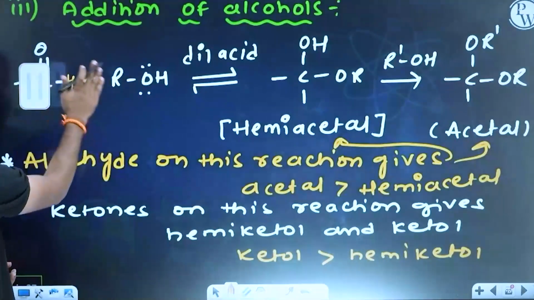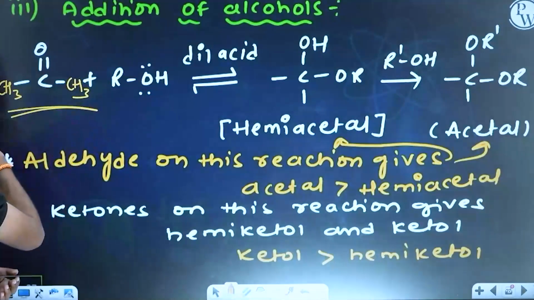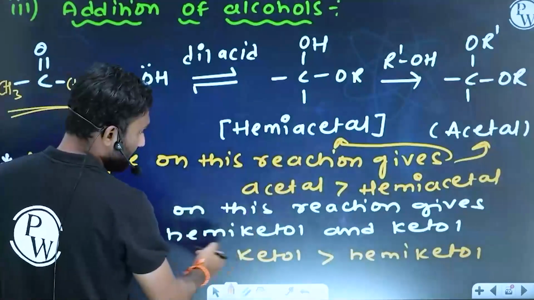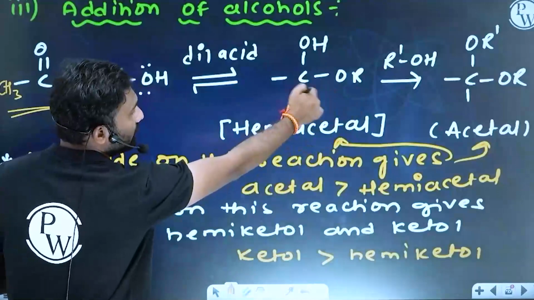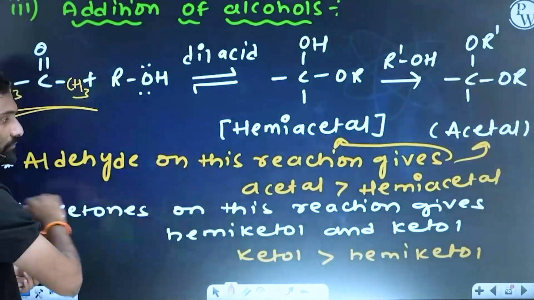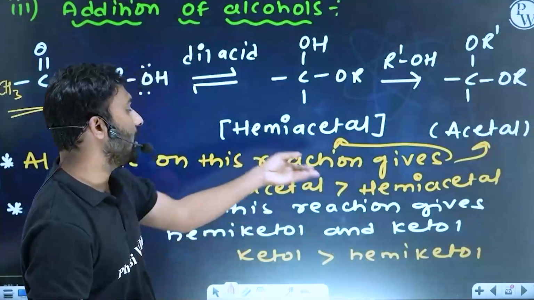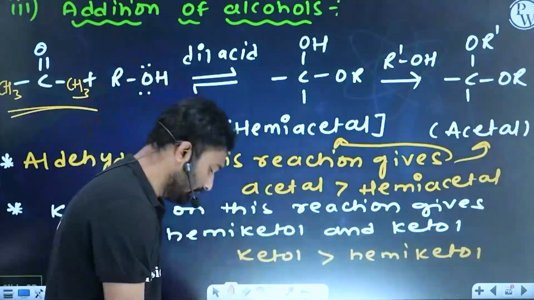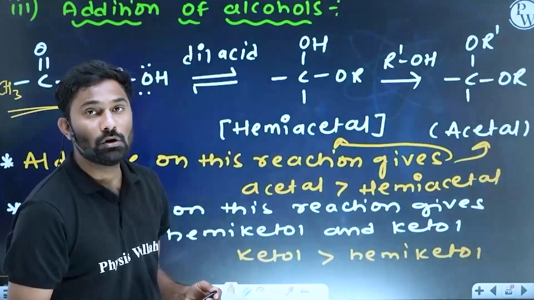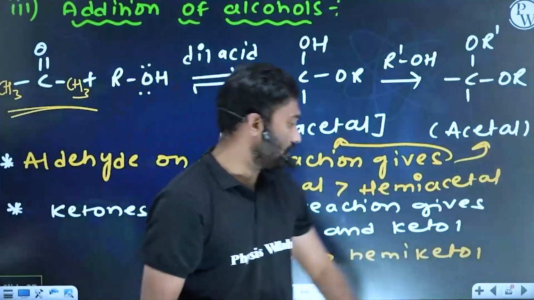Now if the reactant is a ketone, first it will give the hemiketal and then the ketal. This will become the hemiketal and that will become the ketal. Between hemiketal and ketal, which is more reactive? Ketal will be the more reactive. This is the addition of the alcohols. Next.